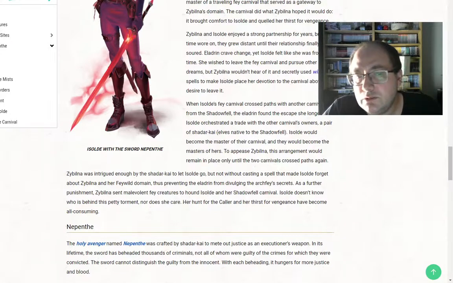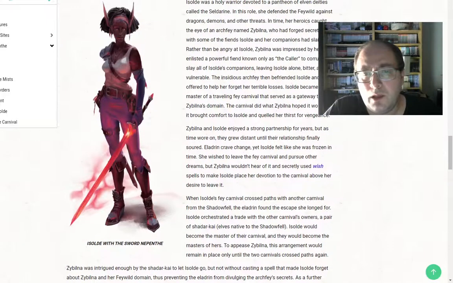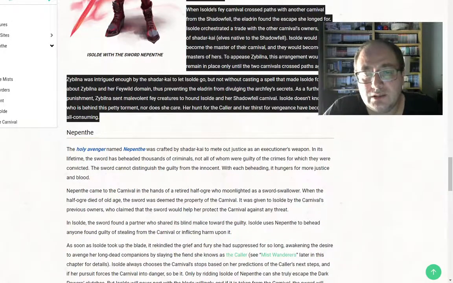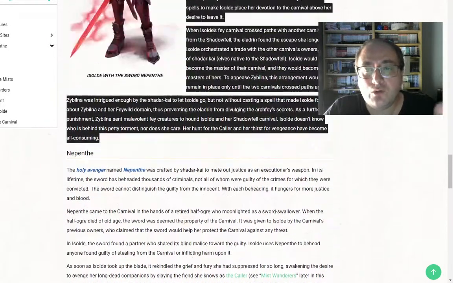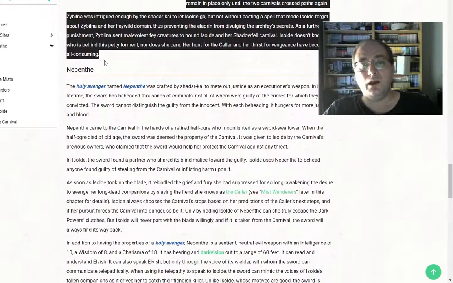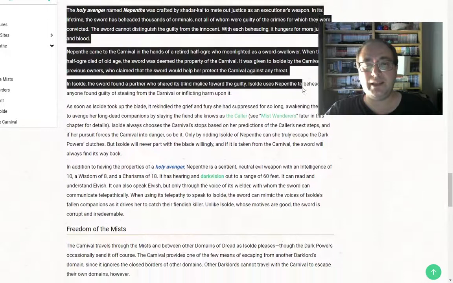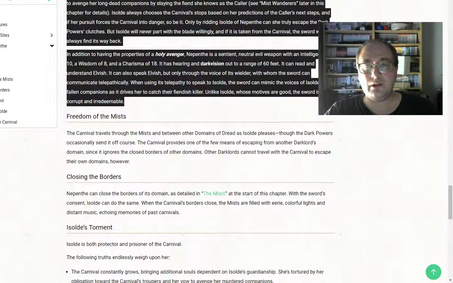I mean, you could weave her backstory in. But if you're just using the caravan as a one-shot adventure or as a side quest of some sort, you're never going to need this. Okay, you're not gonna need this. So you have all this on Isolde, right? And then you have all this on Nepenthe, but it doesn't actually tell me what Nepenthe wants. It doesn't have motivation. It's just a cursed sword. Yeah, it's got a cool backstory, but it doesn't do anything.